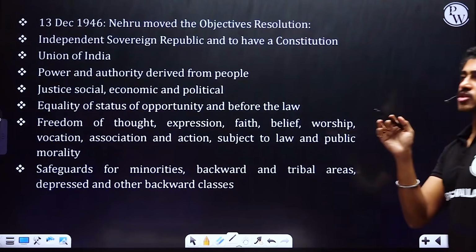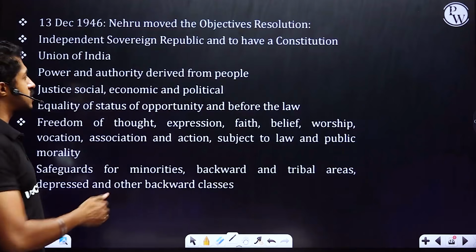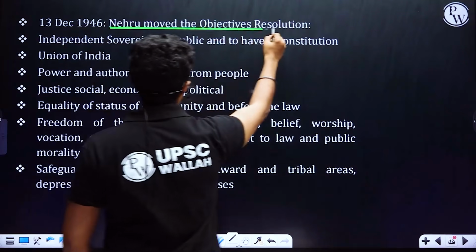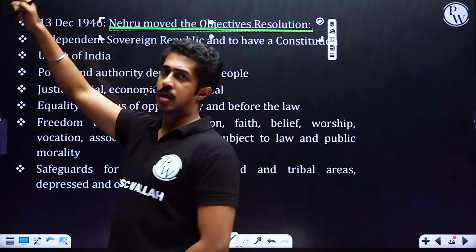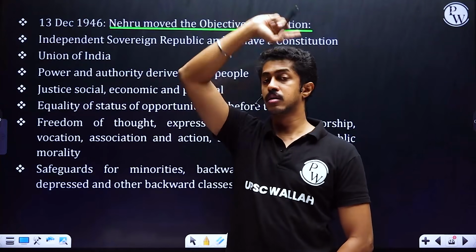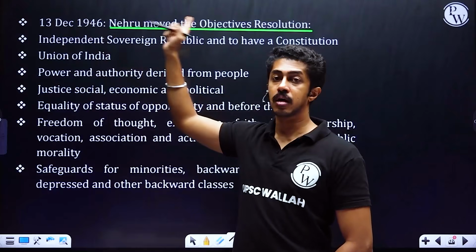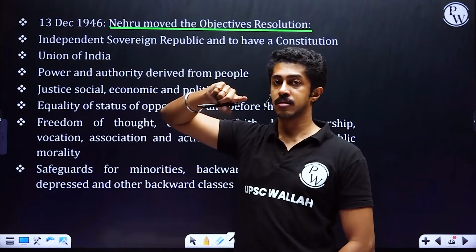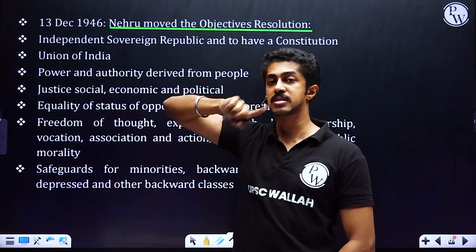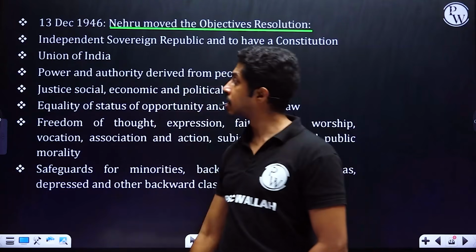Objectives Resolution. The Objectives Resolution was moved by Nehru. On 13 December 1946, Nehru moved the Objectives Resolution. 9th December, Sachidananda Sinha. 11th December, Rajendra Prasad. 13th December, Nehru's Objectives Resolution. 9, 11, 13, all in the same year, same month, December 1946.